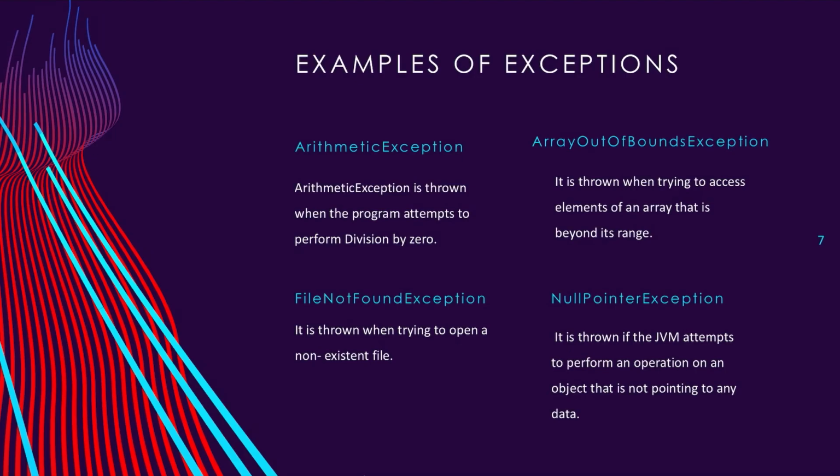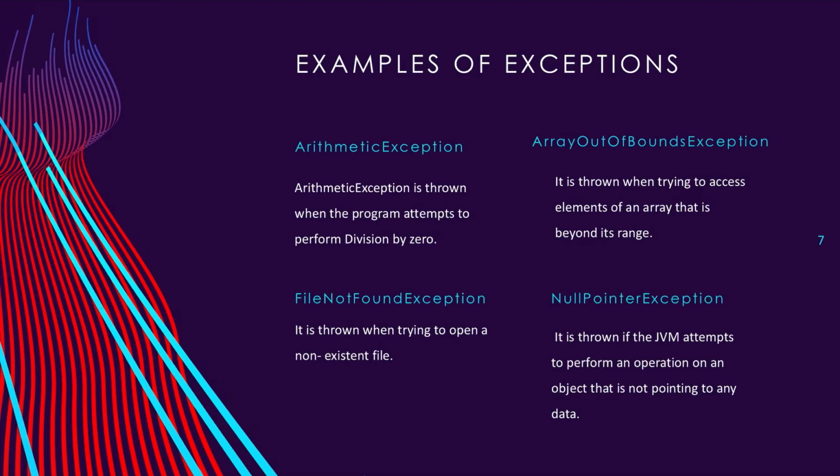Another example of a common exception is arithmetic exception. This occurs when the program attempts to perform division by 0. In real life mathematics, you cannot divide by 0. If you divide by 0, you get an undefined value. In a Java program, when you try to divide by 0, you'll get an arithmetic exception because it's simply not possible.